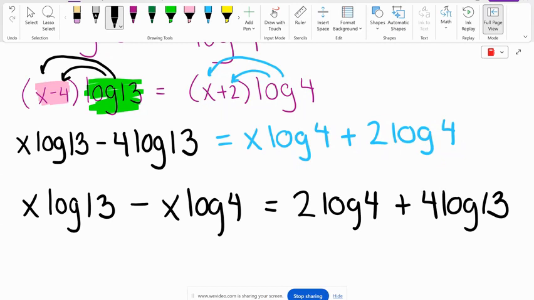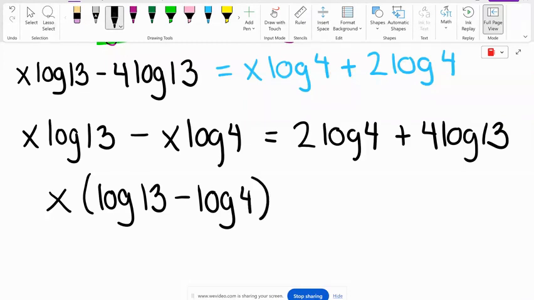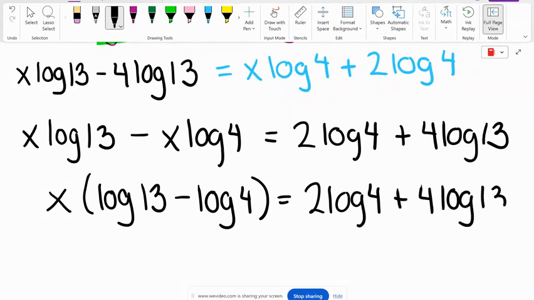I am eventually going to make it 1 log, but I can't make it 1 log when they both have an x in front of it. And if I put them back as exponents, that defeats the whole purpose. Exactly. Before we turn it into one log, let's factor out an x. So I'm going to pull out an x, and then I am going to have log 13 minus log of 4 equals 2 log of 4 plus 4 log of 13.